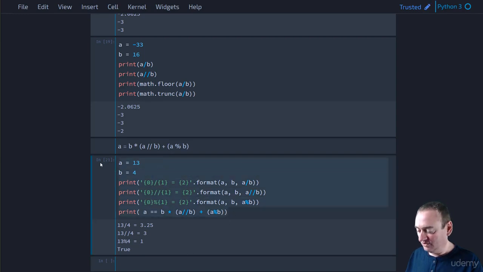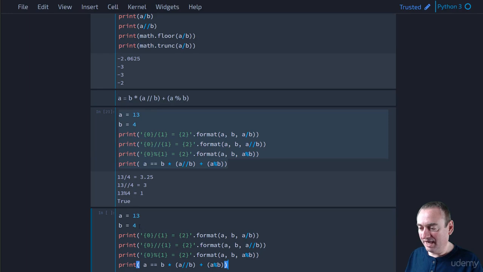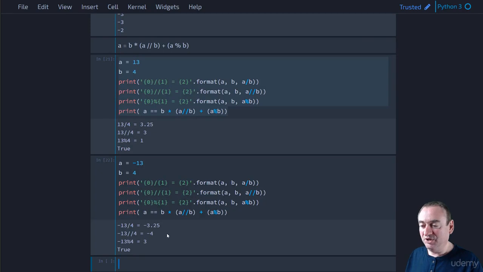Now let's go ahead and do this as well for negative numbers. So let's take A equal to -13 and B equal to 4. We're going to run through the same examples that we had in the slides. And as you can see, we get -3.25 for the division, -4 for the floor division, 3 for the mod, and that equation is satisfied. So I just want to basically go through and make sure that the equation is satisfied in every instance.